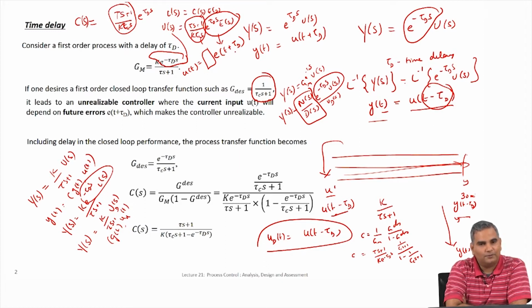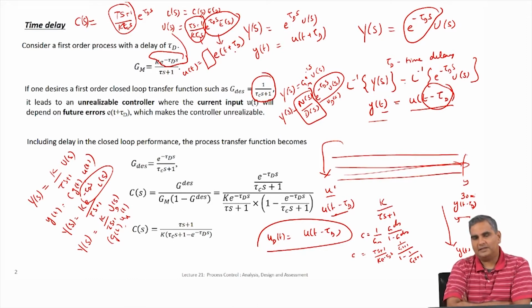An interesting thing to notice is to think about this vis-a-vis the inverse response controller. In the inverse response model, because of this 1 over Gm, we got an unstable controller, whereas when you have a time delay system, because of this 1 over Gm, you are going to get an unrealizable controller, because the computation of the current input requires errors in the future.